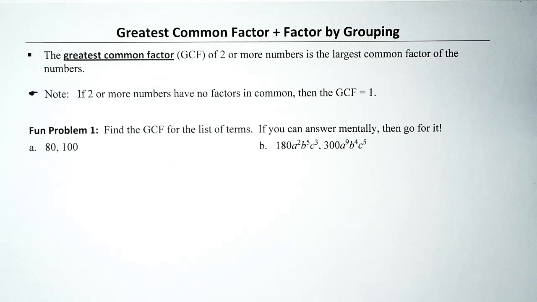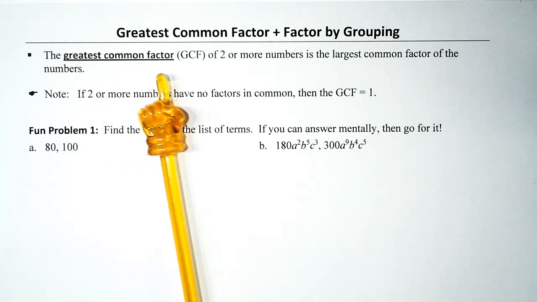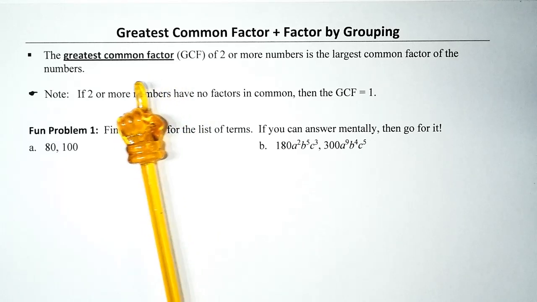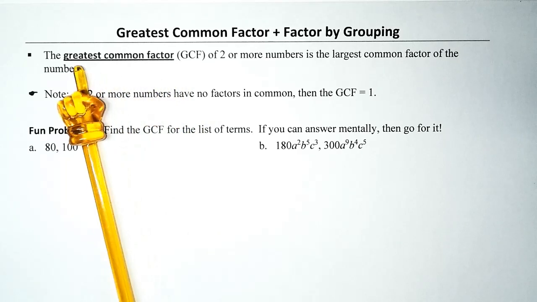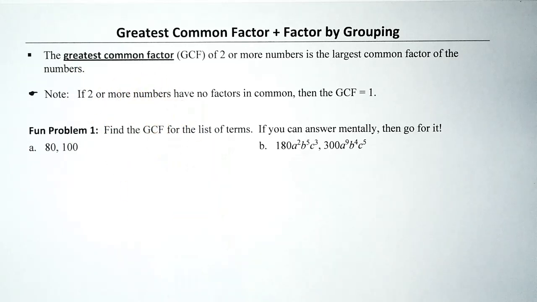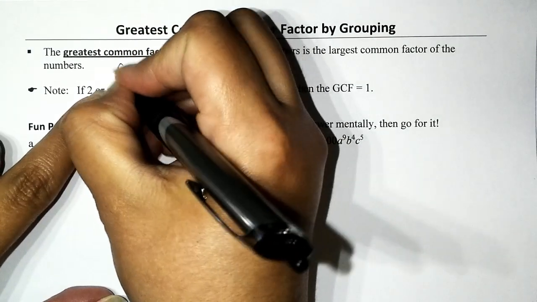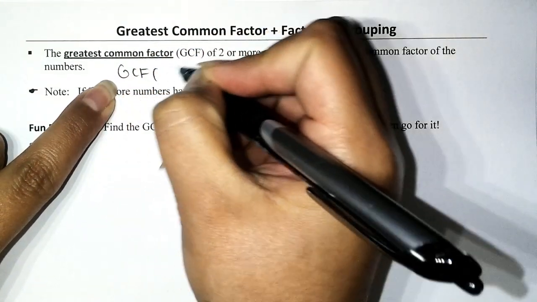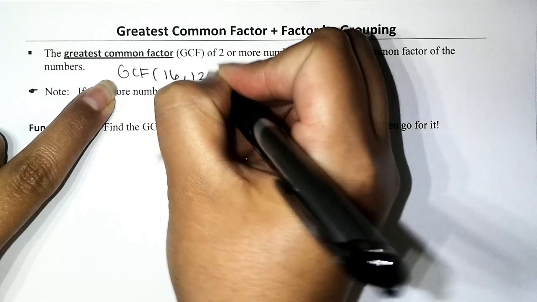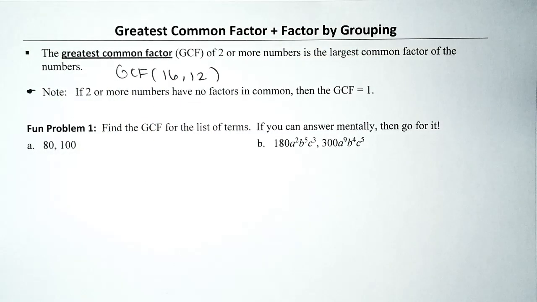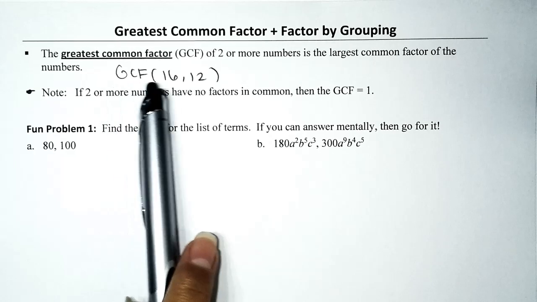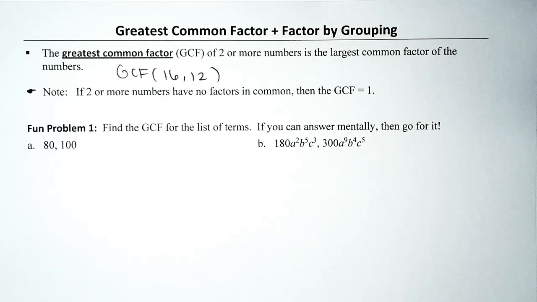So let's go ahead and do this. Now, what is the greatest common factor? I love those words because the words themselves are a definition. The greatest common factor for two or more numbers is the biggest factor that they have in common. So let's just say, quick, what's the greatest common factor between say 16 and 12? GCF of 16 and 12. What is the biggest factor that these numbers have in common? Or in English, what's the biggest number that goes into 16 and 12?